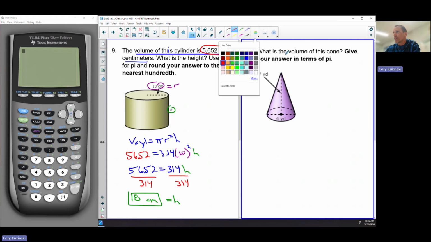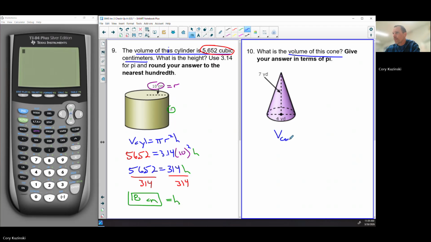Okay, so volume of a cone. Oops, I want blue. The formula is 1/3 the volume of a cylinder, and a cylinder is circles stacked on top of each other. All right, so what did they give us here? Well, the height, we know that's 7. Okay, so let's label that as H. And then this is the diameter, but the radius would be half that, which is 2. So I think we got everything we need here.